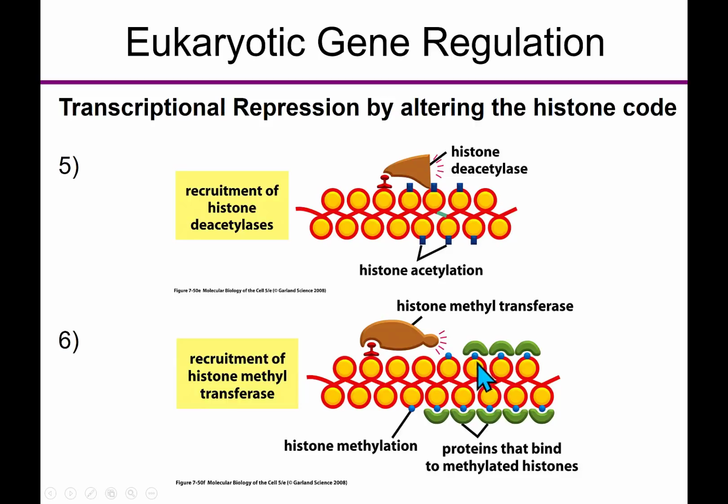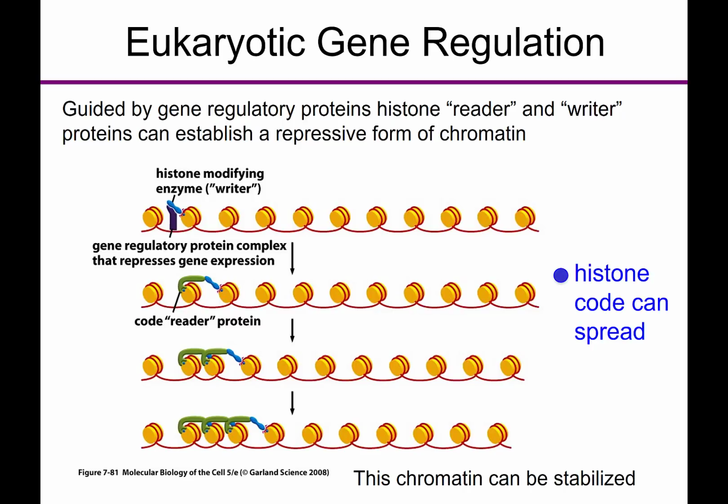Notice now there's more proteins surrounding this area. It's even harder to access the DNA here. Now I want to quickly mention the histone readers and histone writers when it comes to eukaryotic transcriptional repression. Guided by gene regulatory proteins, these histone readers and writers can establish a repressive form of chromatin.